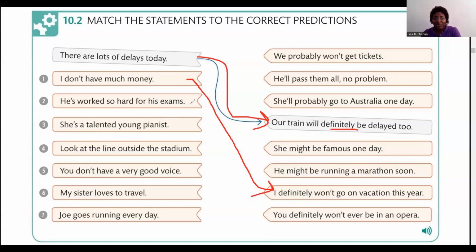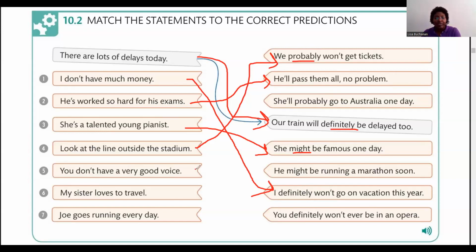Number two, he's worked so hard for his exams. He'll pass them all, no problem. Number three, she's a talented young pianist. She might be famous one day. Right? Again, might, possibility. There's a possibility. Number four, look at the line outside the stadium. We probably won't get tickets. Right? So don't get your hopes up. It's likely it won't happen, probably.